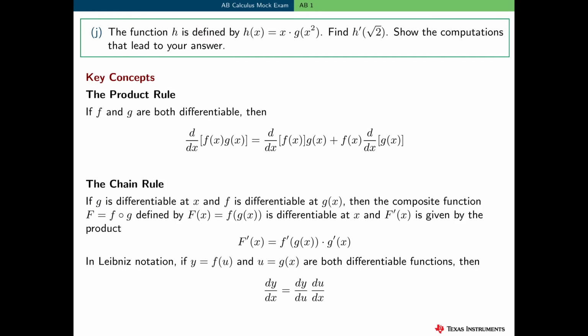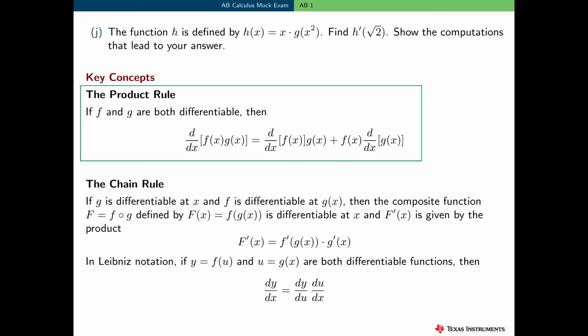In Part J of our free response question, a new function h is defined, and we need to find h prime of the square root of 2. There are two important concepts necessary here in order to solve this problem. We'll certainly need to use the product rule, which says that the derivative of f times g is f prime of x times g of x plus f of x times g prime of x. This is one of the basic differentiation rules taught in every first-year calculus class.